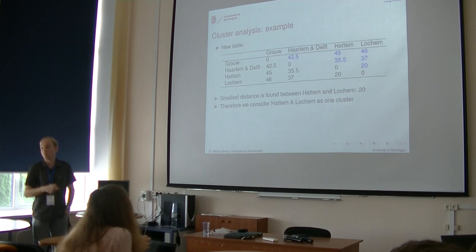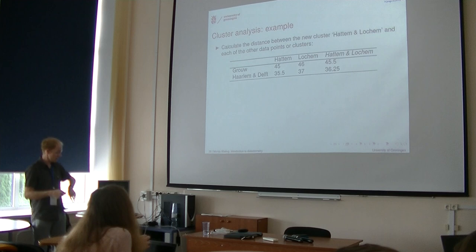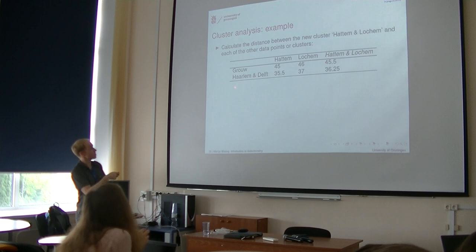We do the same step here, right? Hattem and Lochem, we look at the distances compared to the other two locations. We then take the average. So the distance from Hattem and Lochem to Gauw is 45 plus 46 divided by 2. That's 45.5. Haarlem and Delft, 35.5. And Lochem to Haarlem and Delft, 37. So the average is 36.25.